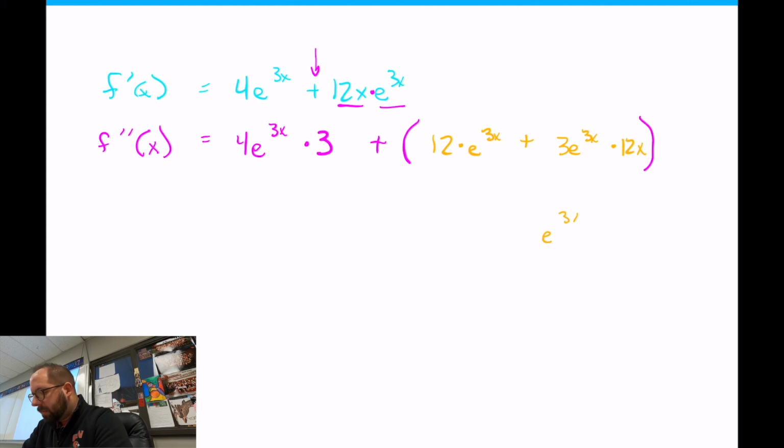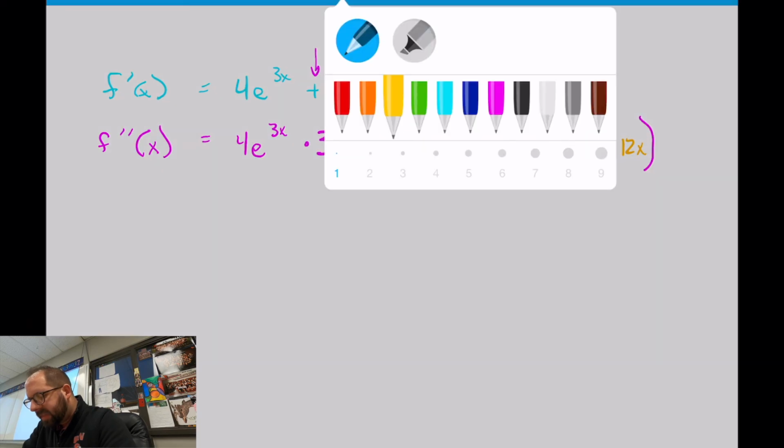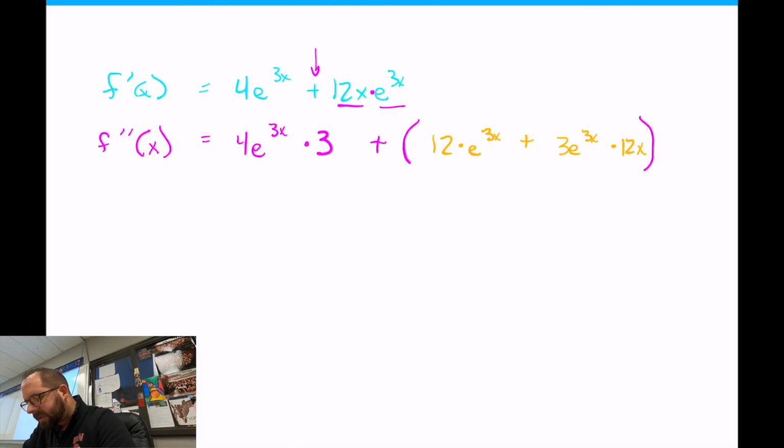Okay, all right. But still continuing this, I don't need to add any like terms, I don't think. Actually, the e to the 3x's can be added together. So this is 12e to the 3x out front.